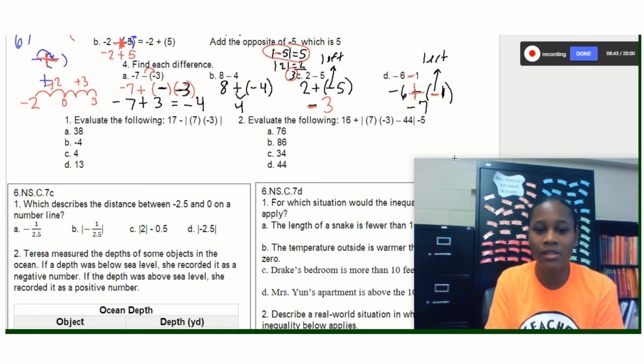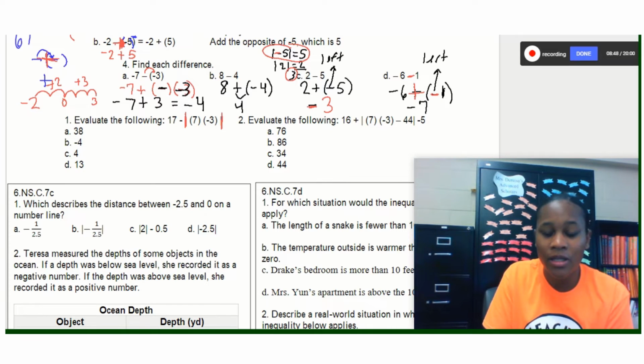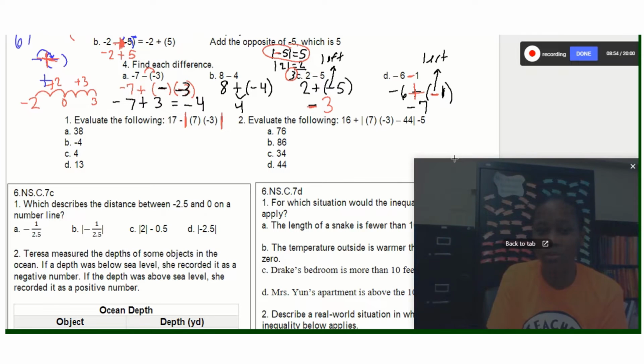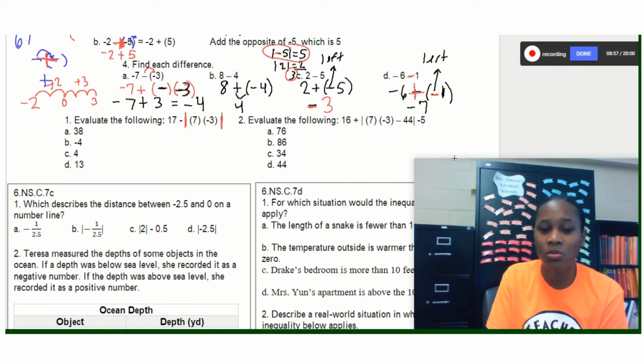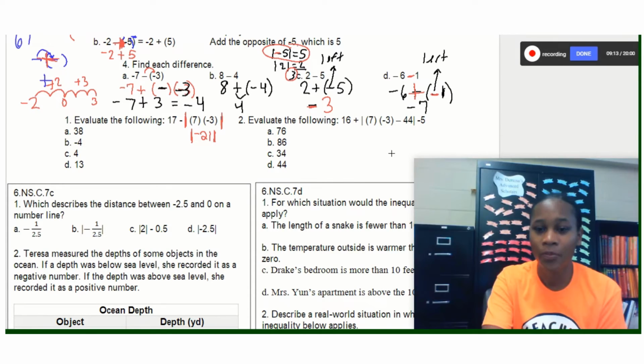Evaluate the following. 17 minus, remember these 2 lines mean absolute value, minus the absolute value of 7 times -3. So 7 times -3 is equal to, remember, 7 times 3 is 21, but you're talking about the opposite of that. So the opposite of 21 is -21, and you want to put that in absolute value. And remember, absolute value is distance away from 0. And since absolute value is distance away from 0, we can put that as a positive number because it's 21 units away from 0. So this will just be 21.